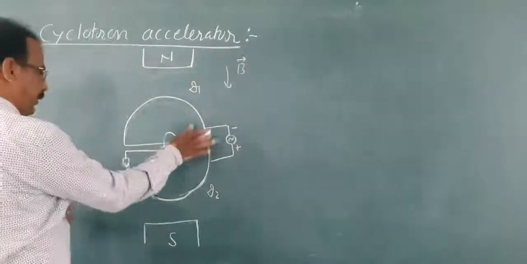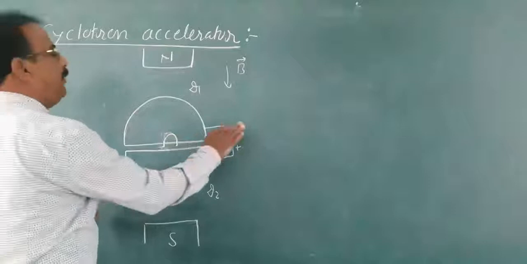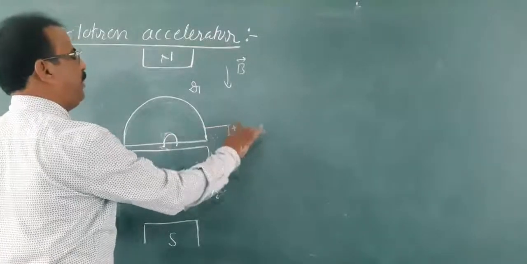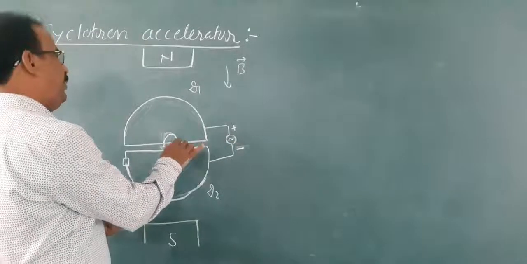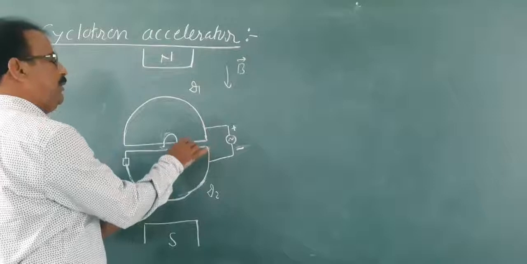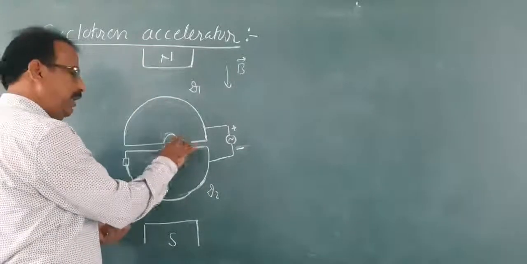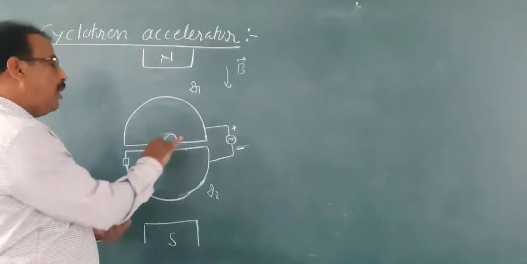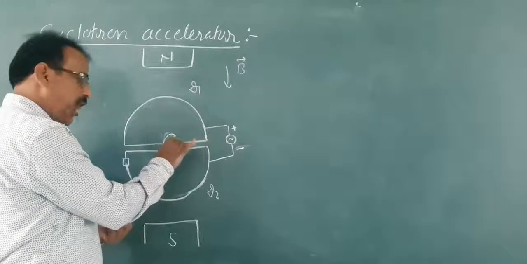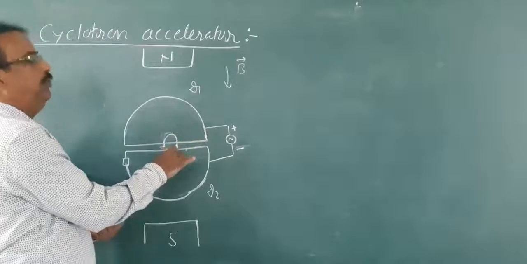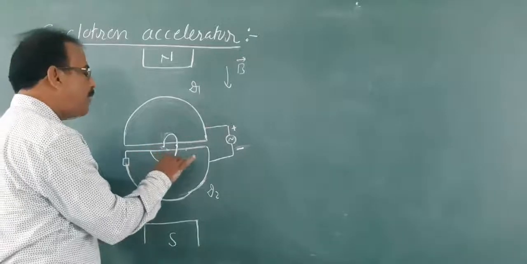When this charged particle comes out from this D1, the polarity of this D changes. Now D1 becomes positive, D2 becomes negative. Means again, electric field is set up in between these two Ds in a direction from D1 to D2. Again on this electric charge, force will act in a direction from D1 to D2. Due to this force, the charge enters into D2, and here, due to magnetic force, it performs circular path.